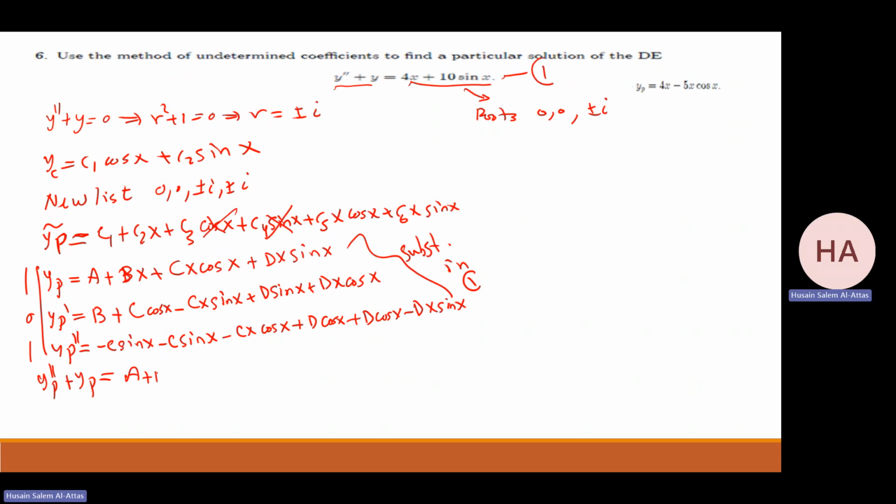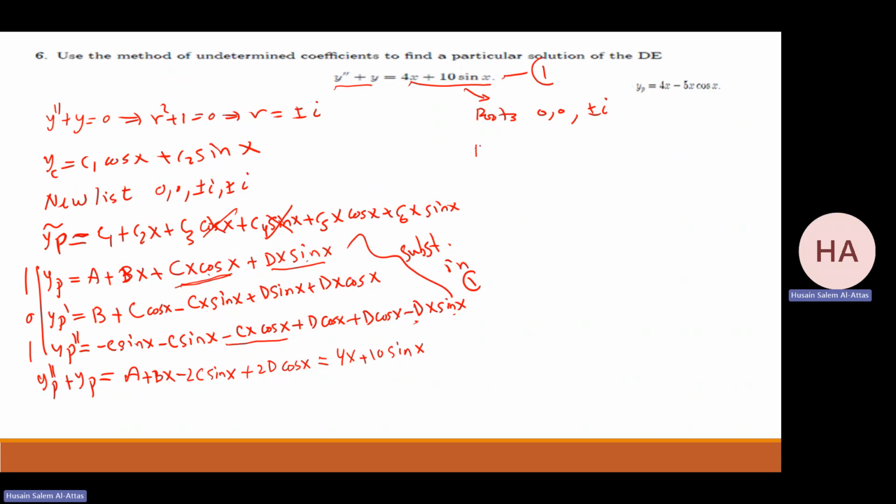That will be A plus BX. Now I have this, this, and I have this one easier. I have minus 2C sine X, and they have plus 2D cosine X. Okay. And CX cosine X with minus CX cosine X, this is canceled. And DX sine X with minus DX sine X, that will be canceled also. That will make it easy. I have 4X plus 10 sine X.